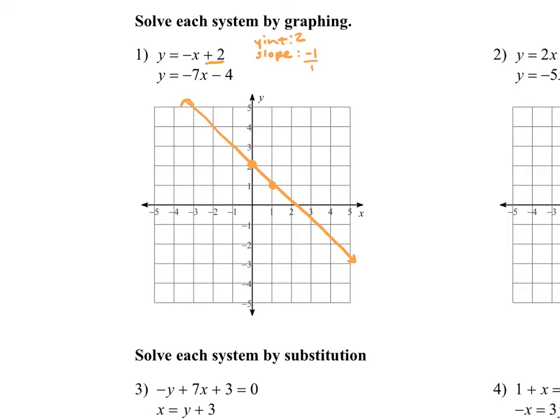And then again for the second one, what's our y-intercept? -4. So we go down to -4. And then what's our slope? -7 over 1. So we go down 7 to the right 1, or we would go up 7 to the left 1. So up 7 to the left 1 would put our dot here. Connect our 2 lines.